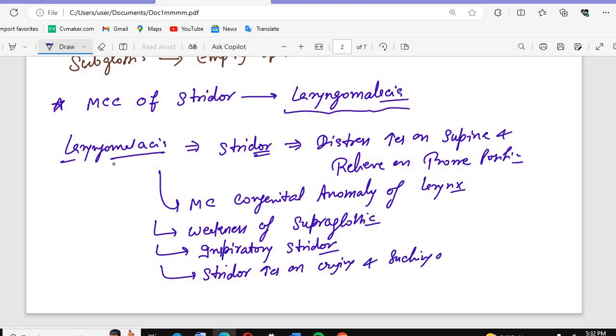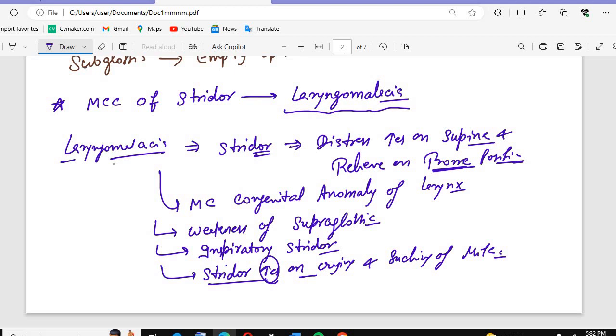Also remember this point, the distress increases in the supine position and is relieved in the prone position. And one more point: if the baby is crying and sucking milk from the breast, the baby's mouth is open, due to which the stridor will be increased. And the stridor decreases or is relieved in the prone position.